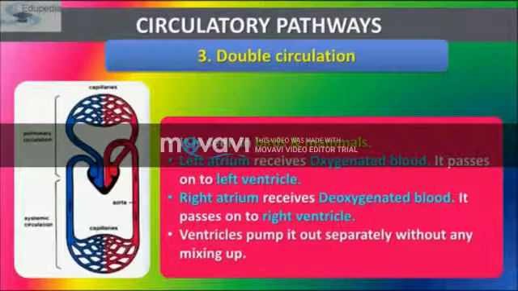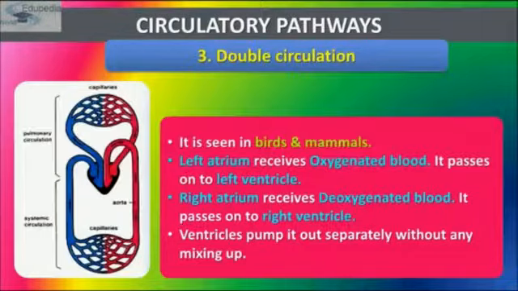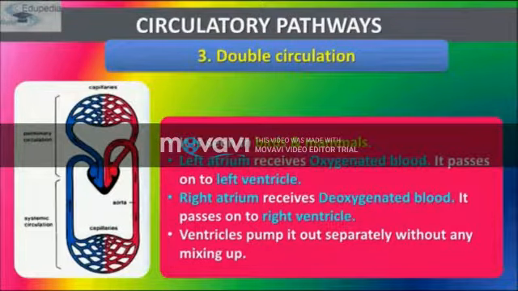So, the ventricles pump it out without any mixing. Thus, two separate circulatory pathways are found in these animals. This is called double circulation, which includes systemic circulation and pulmonary circulation, which we have already studied in my previous slide.